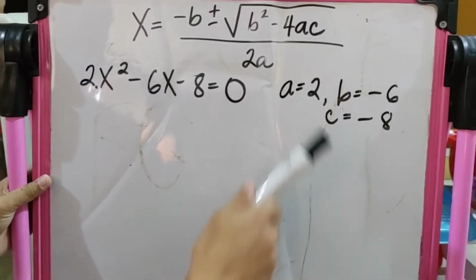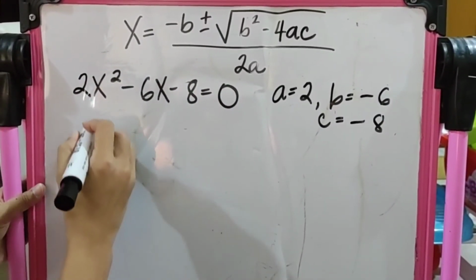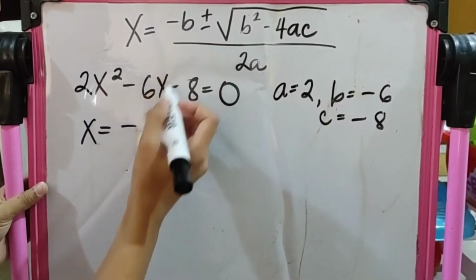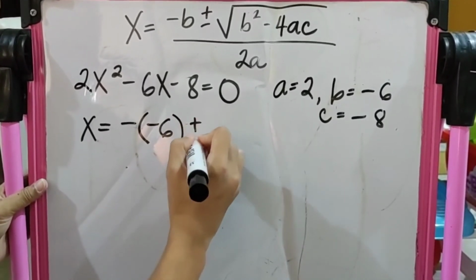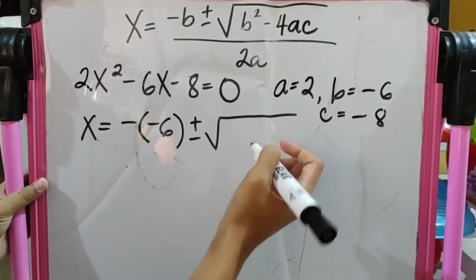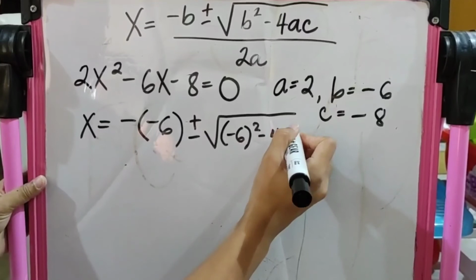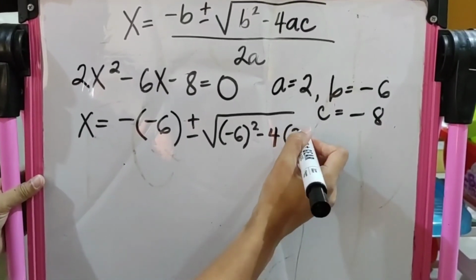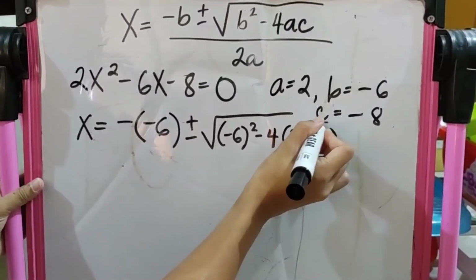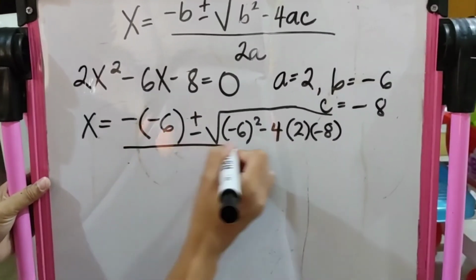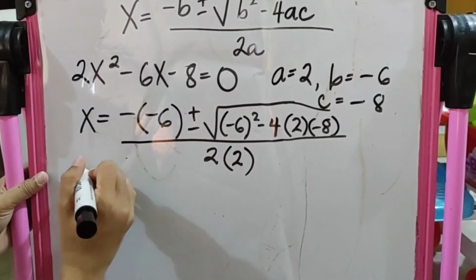So, let us substitute the values of a, b, and c to our quadratic formula. So, we have here x equals negative, and then the value of b is negative 6. Positive and negative square root of our b again is negative 6 squared minus 4 times 2 our a, and the value of c is negative 8. All over 2 times a. Our a is 2. So let us simplify.